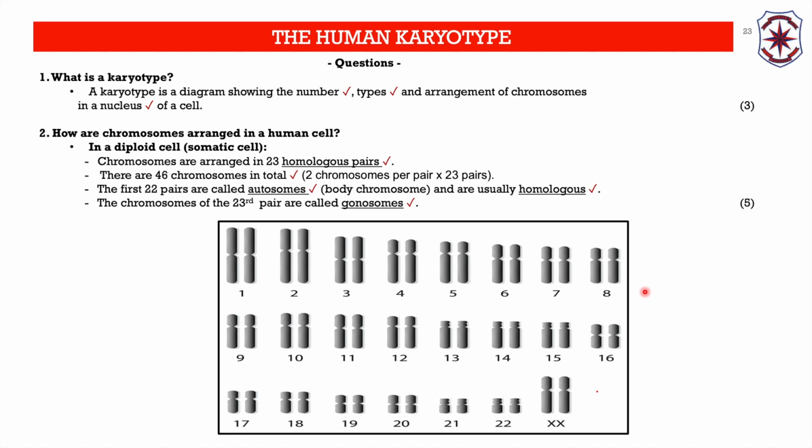This is what we call a karyogram. Okay? A karyogram is a picture showing the karyotype. Now, when we analyze this karyogram, or let's just, for the sake of not confusing you, say that it is a karyotype. So when we look at this karyotype, you will see that we have individual chromosomes, and these individual chromosomes are arranged in pairs.